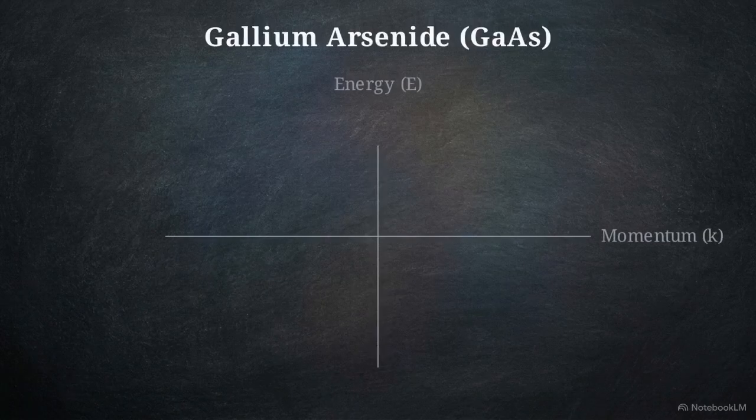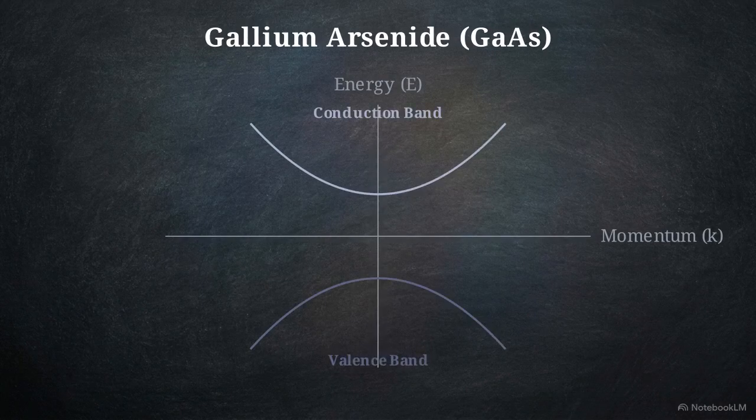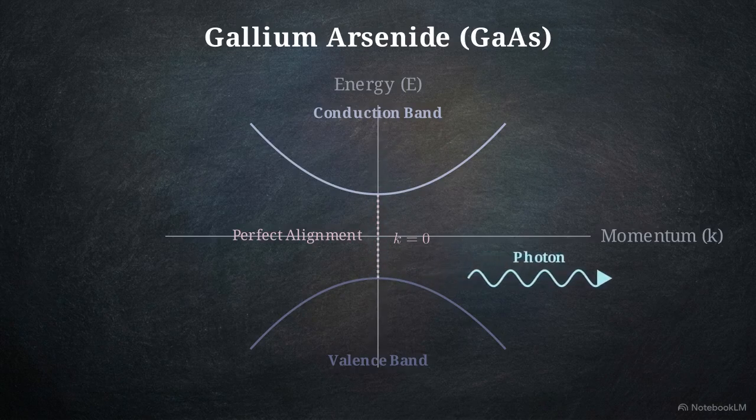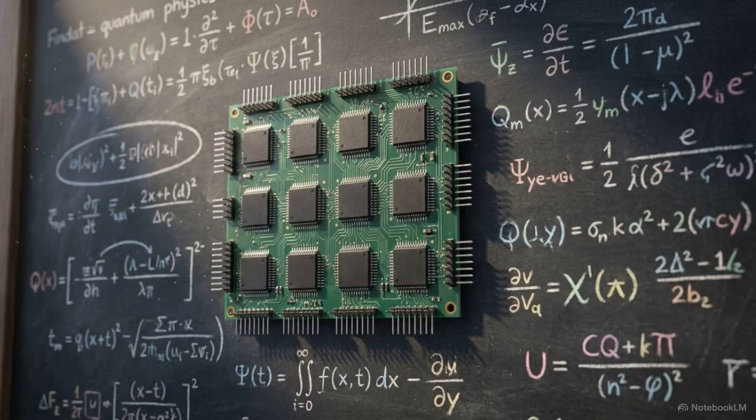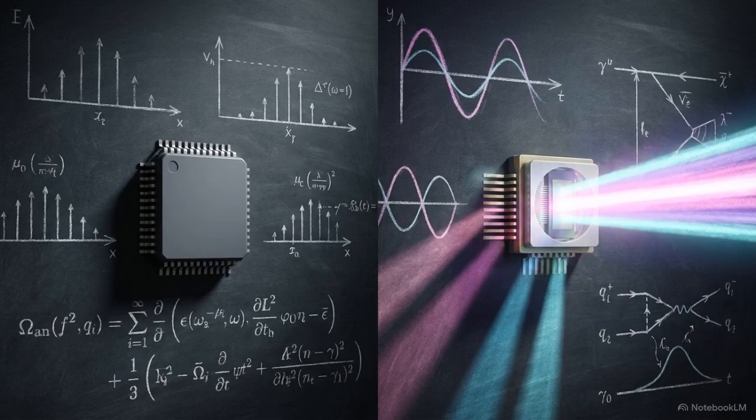Contrast this with gallium arsenide. It has a direct band gap. The minimum and maximum energy points are perfectly aligned. The electron drops straight down, immediately emitting a photon. Because no extra momentum is required, direct gap materials achieve efficient radiative recombination. While silicon's chemical properties and abundance have made it the primary material for logic circuits, its band structure geometry renders it nearly useless in the world of optoelectronics.